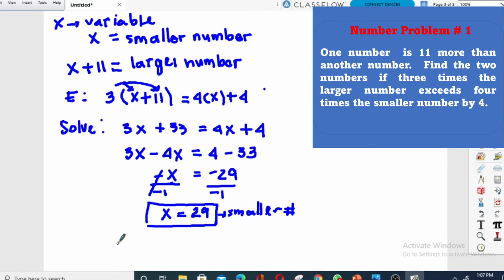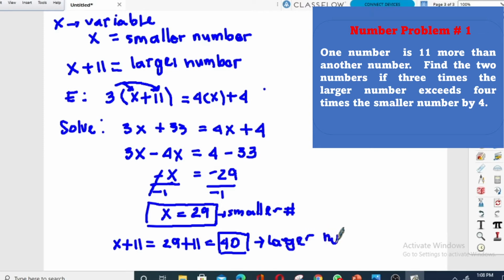And then to find the larger number, just substitute the value of x: x plus 11 is equal to 29 plus 11, which is equal to 40. And 40 will be your larger number.